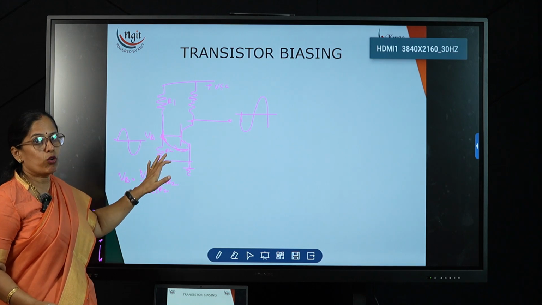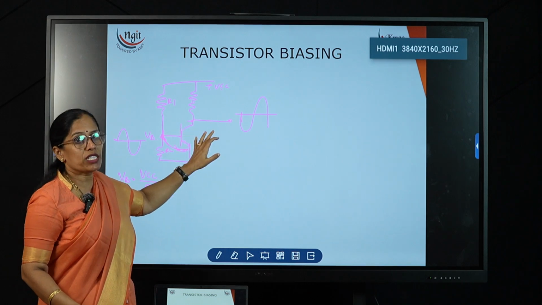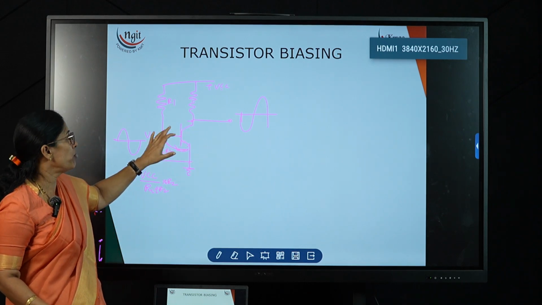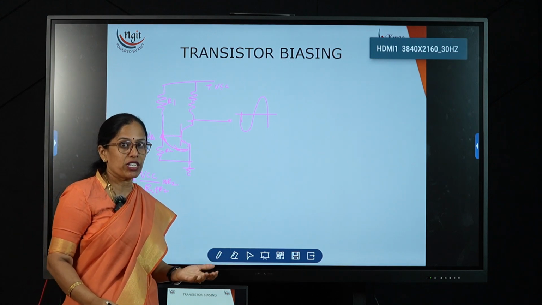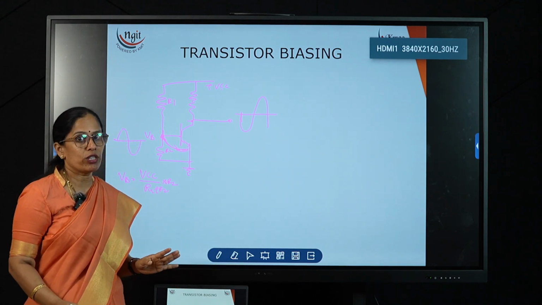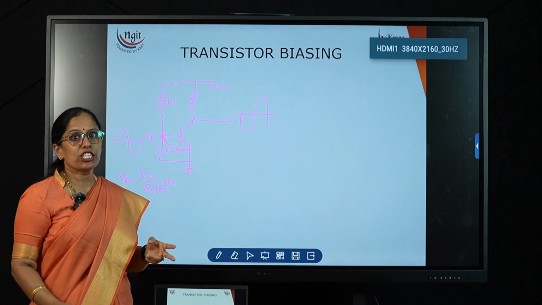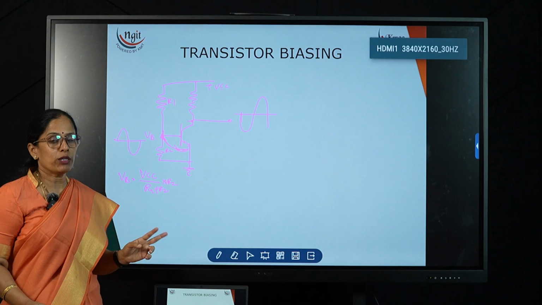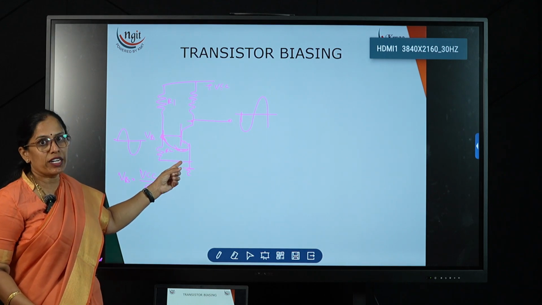This is the most popular because it gives a more stabilized output. By using these two resistors, if you change the transistor or if the temperature increases, the output voltage will not change. We have studied the first one, base resistor, and the second one, collector to base resistor. Both have a poor stability factor. That's why we go for the voltage divider biasing.